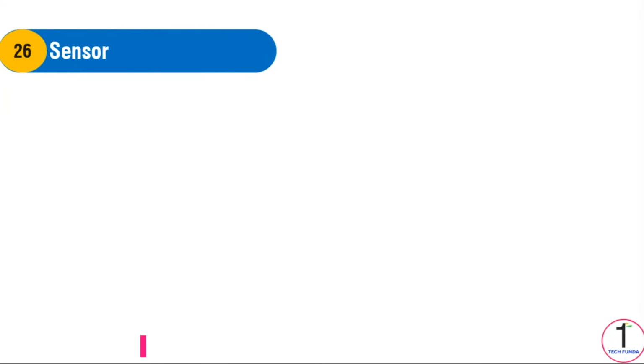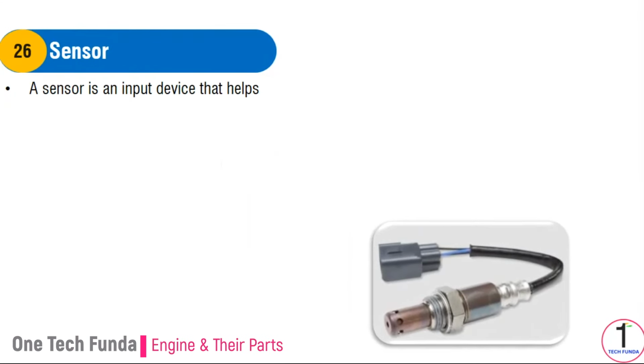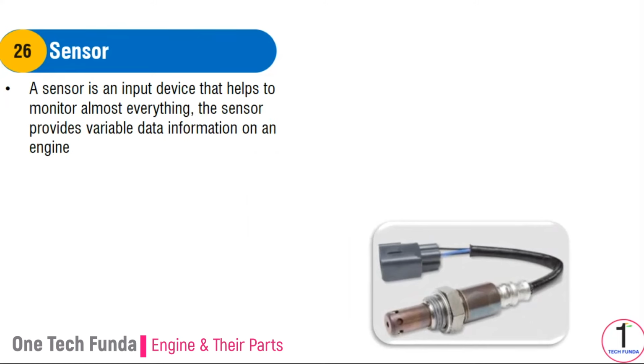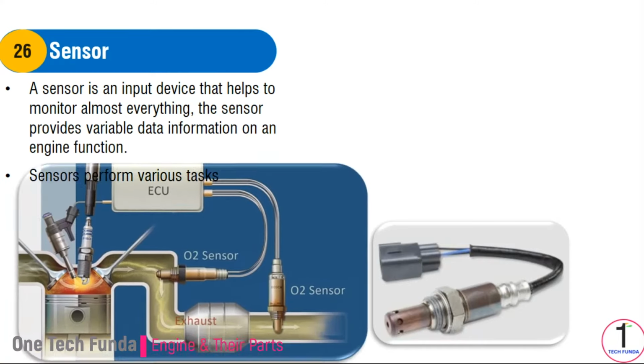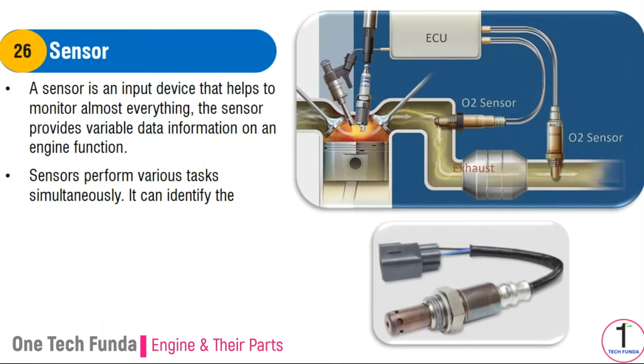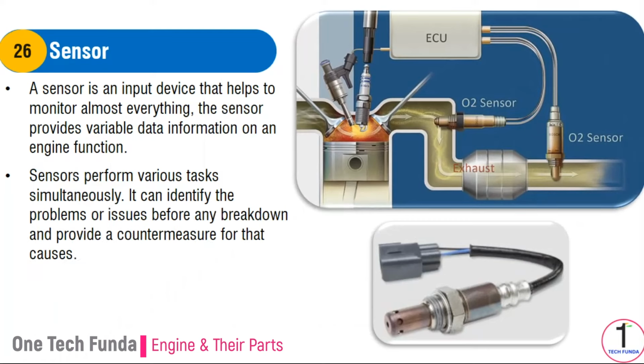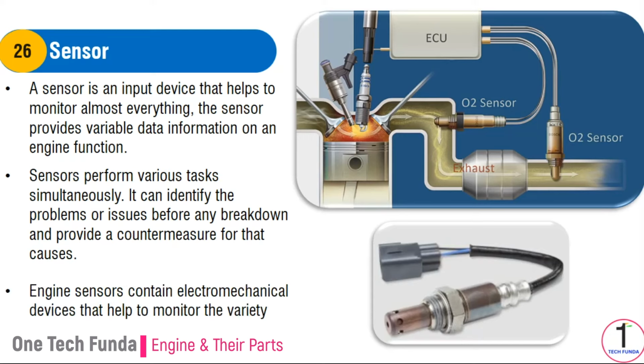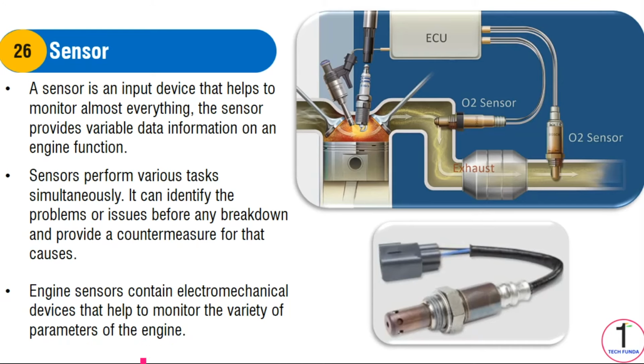Sensor. A sensor is an input device that helps to monitor almost everything. The sensor provides variable data information on an engine function. Sensors perform various tasks simultaneously. It can identify problems or issues before any breakdown and provide a countermeasure for those causes. Sensors ensure that the vehicle will work very efficiently, smoothly, and safely. Engine sensors contain electromechanical devices that help to monitor a variety of parameters of the engine.